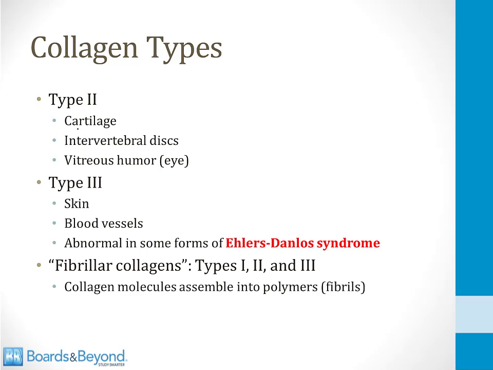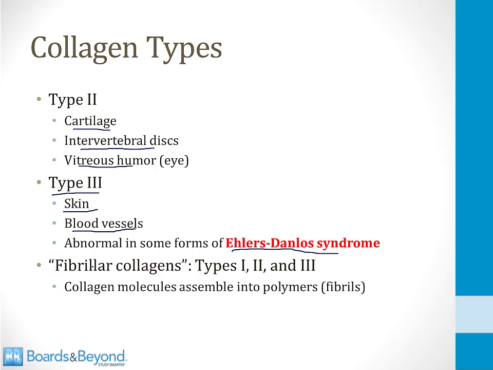Type 2 collagen is found in cartilage. You can also find it in the intervertebral discs. It also is a component of the vitreous humor found in the eye. Type 3 collagen is found in the skin, just like type 1 collagen. It's also found in blood vessels. And this form of collagen is abnormal in some of the subtypes of Ehlers-Danlos syndrome, which we'll talk about at the end of this video.